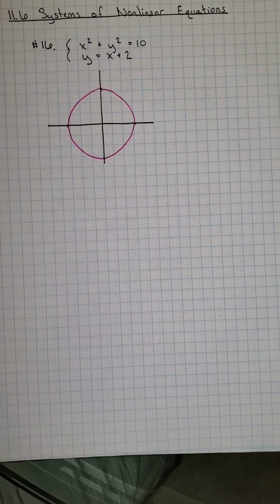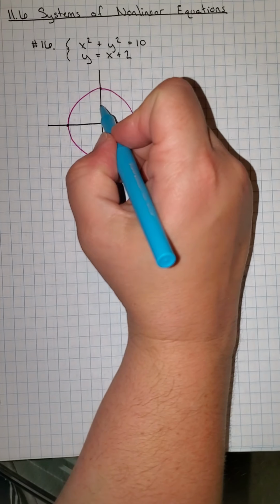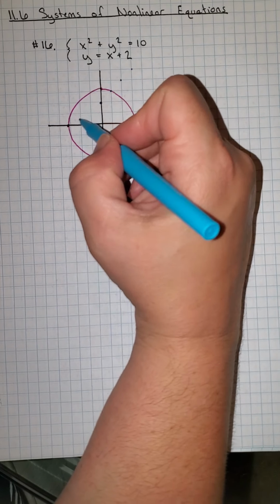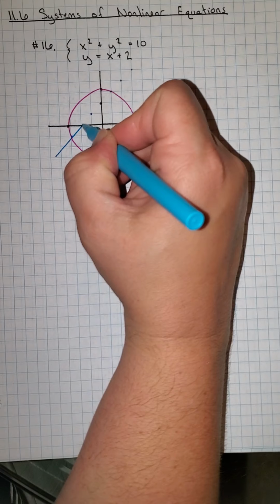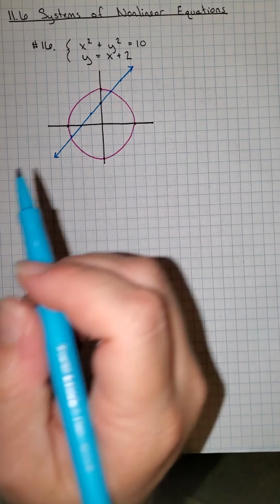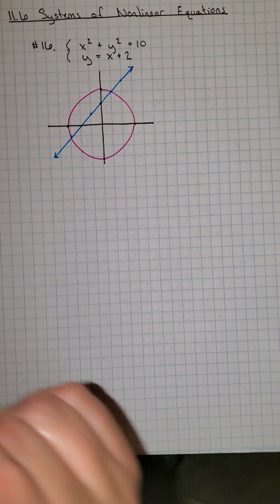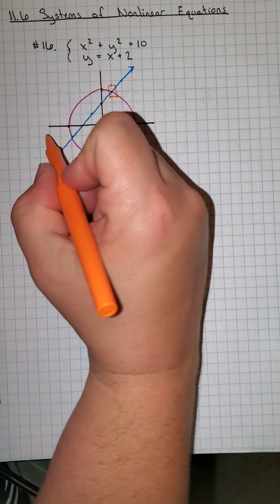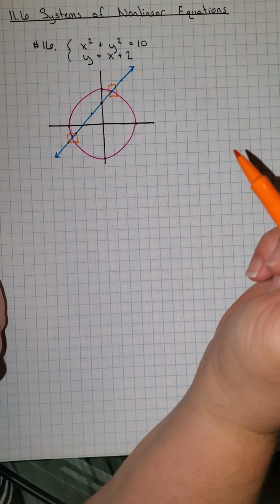And then we have a line, y equals x plus 2. So that would start at 2, slope of up 1 over 1, and what's happening when we find our answers, we're finding the intersection of two graphs. Well, this one has two intersections. It has one there and one here. So we're going to have two answers.